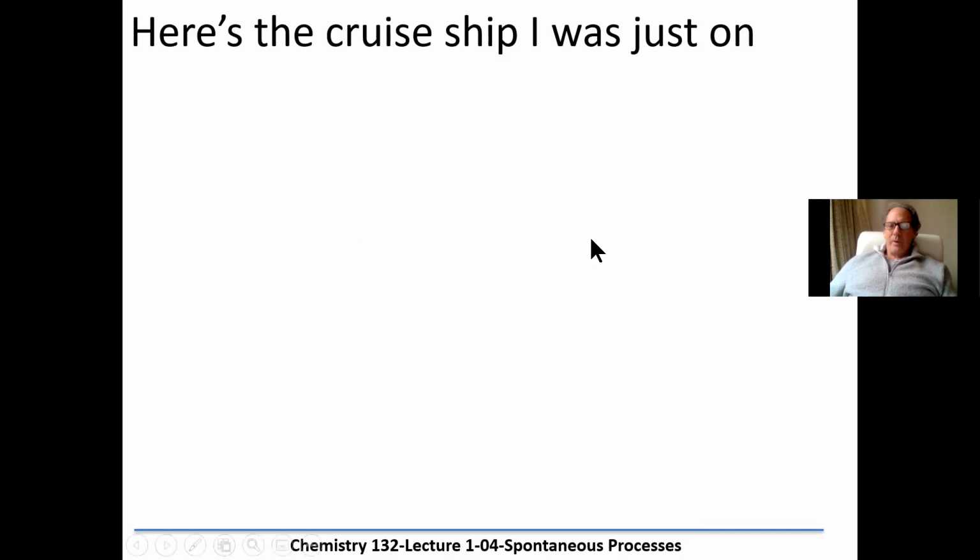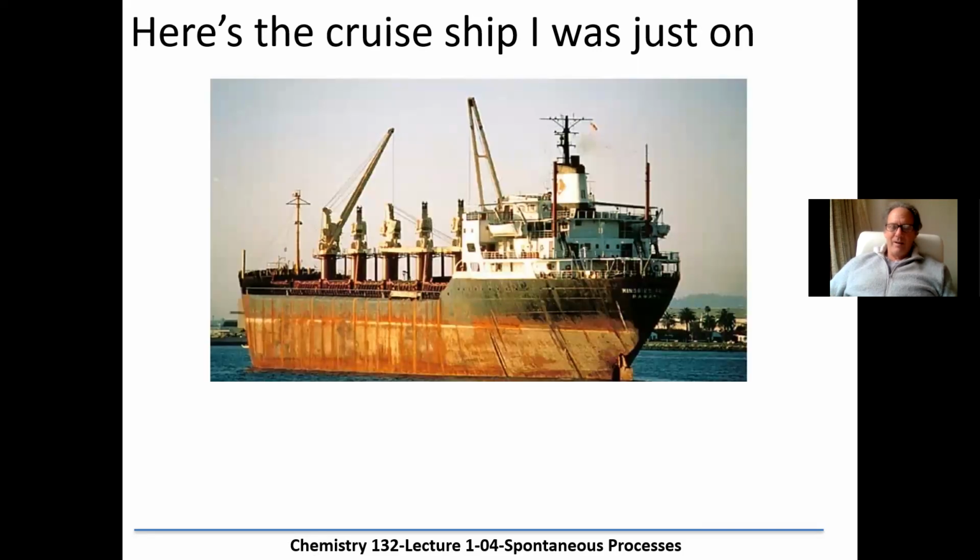Now, here's a cruise ship I just went on. I wanted to treat my family to the best, so I picked a beautiful cruise ship. Here it is. Isn't that a beaut? Well, I want to use this picture just to show you another spontaneous change that's happening. And that's the rusting here of the hull of the ship, which is made primarily of steel. Main component of steel, of course, is iron.